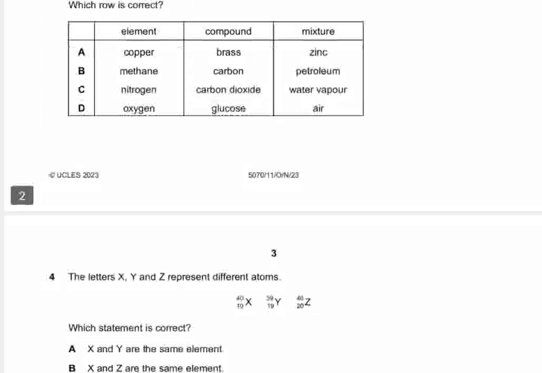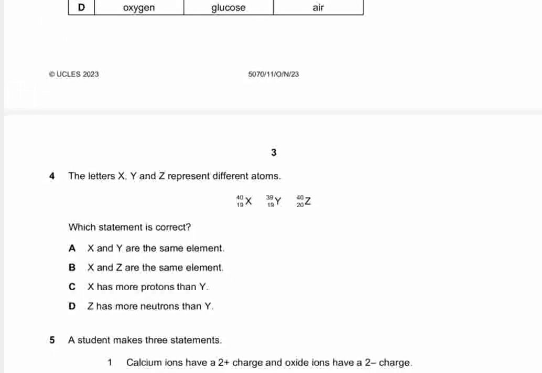here is a mixture. Then the next question: letters are given, and all the letters have their atomic number and atomic mass. X and Y both have atomic number 19, so they have the same atomic number, the same element, and their mass numbers are different, so they are isotopes. So the A option is the correct one.